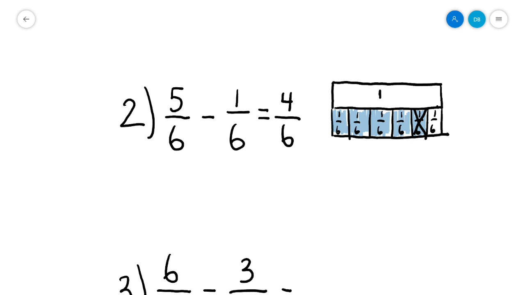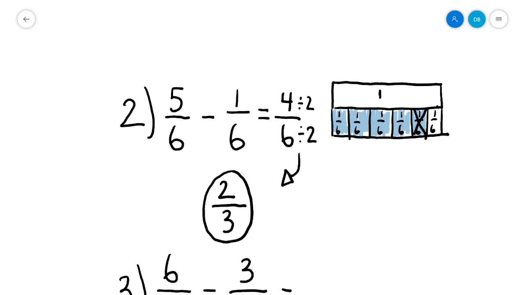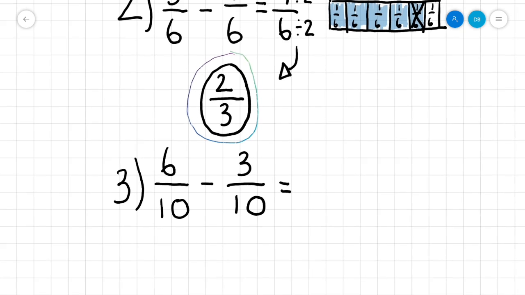Both the numerator and the denominator can be divided by 2. So if we do that, we are going to get 4 divided by 2 equals 2. 6 divided by 2 equals 3. And there's your simplified answer. We'll even double circle it. Good. 2/3. Let's do one more together.